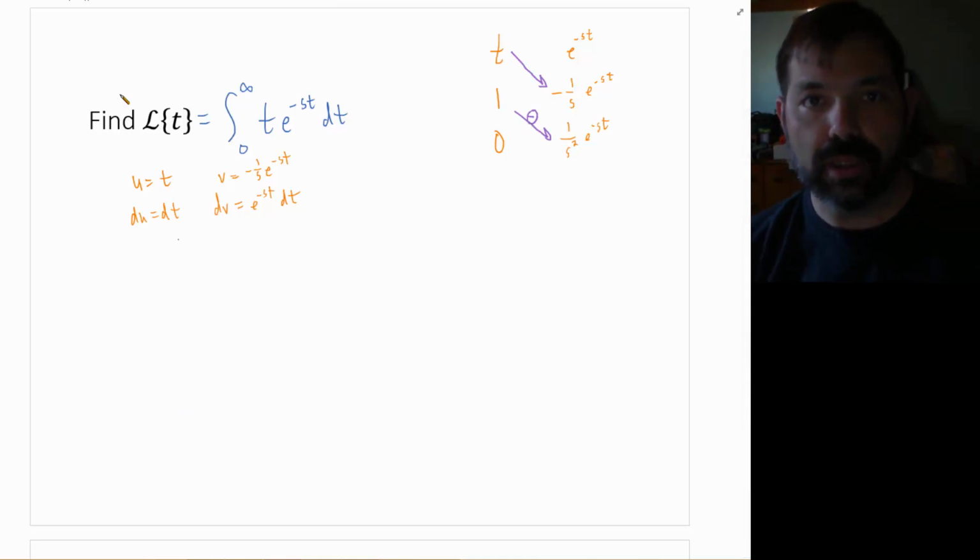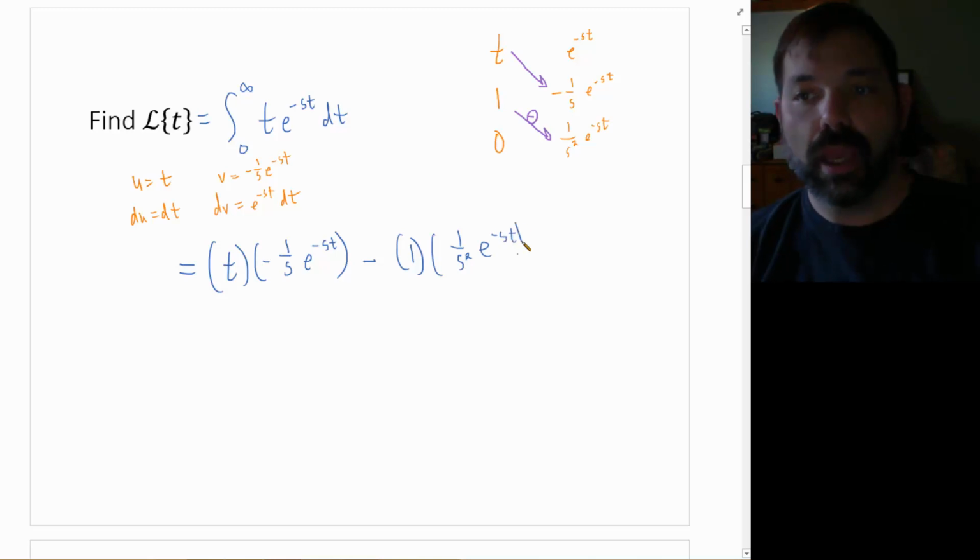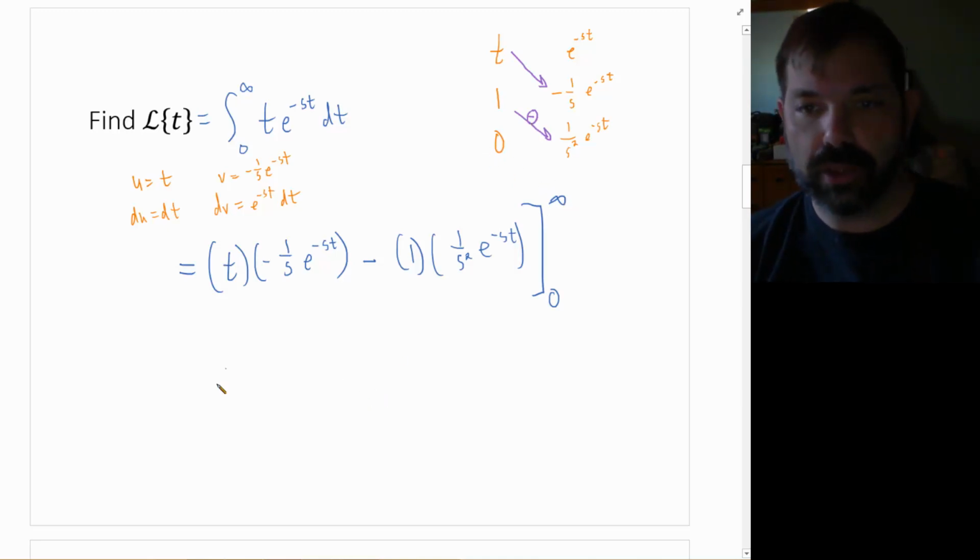So what this tells me is the Laplace transform of t, applying the integration by parts, I would have t times negative 1 over s e to the negative st, and then a minus 1 times 1 over s squared e to the negative st. And that'll be, again, from 0 to infinity. And once you have the 0, you stop. So there isn't going to be a third line here, a third multiplication.